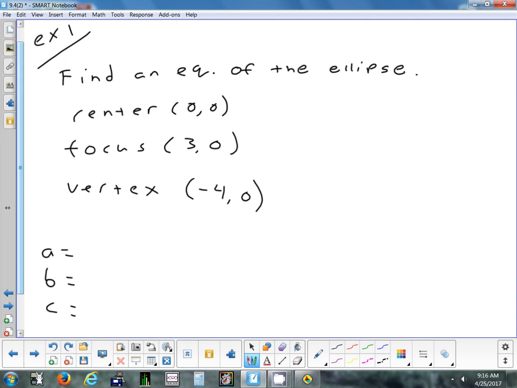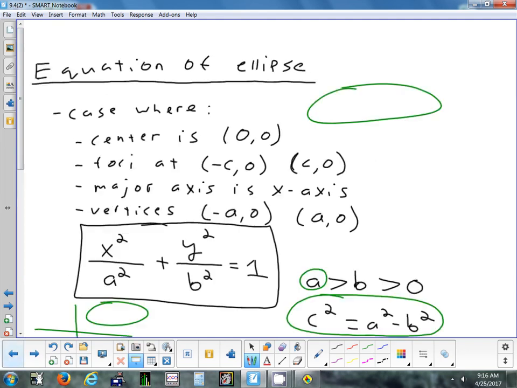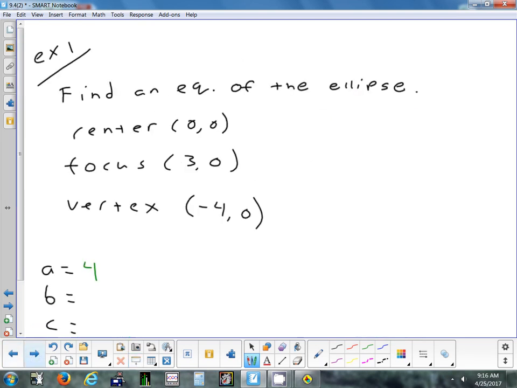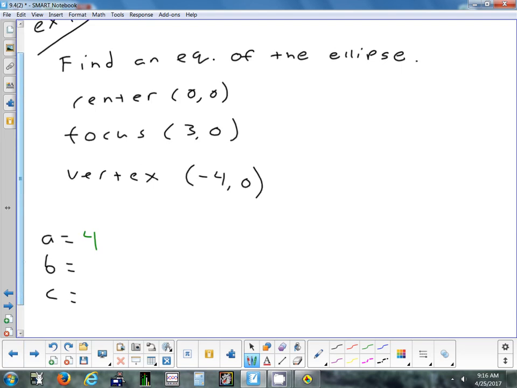4 units. Remember, whatever you write for A and B, they always have to be positive. Don't ever write negative numbers for A and B. You can also do C. Yep, we can find C because that's the center to the focus. How far apart are those 2 points? 3. Now, the problem is we need B.